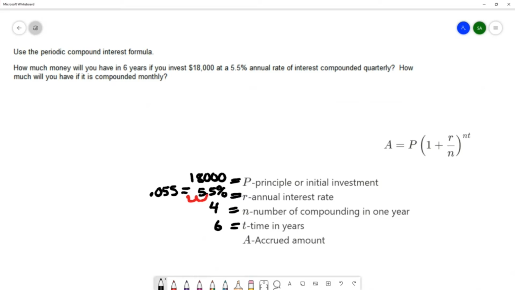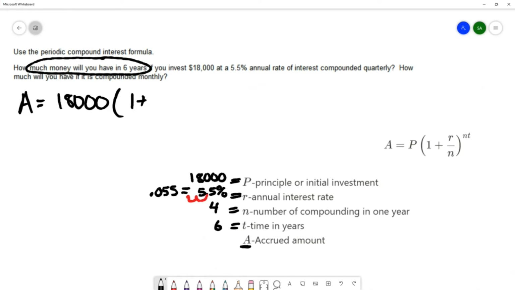So we've got all of our values in the formula. We're going to substitute into the formula to get the accrued amount. That's how much money we will have after 6 years. So A equals 18,000 times (1 plus 0.055 over 4) raised to the 4 times 6.